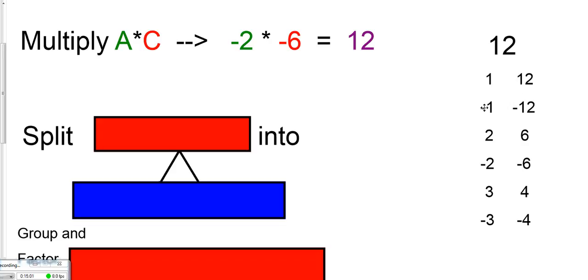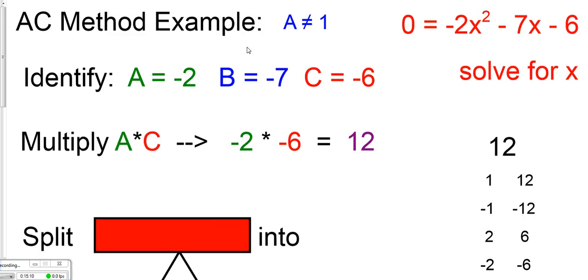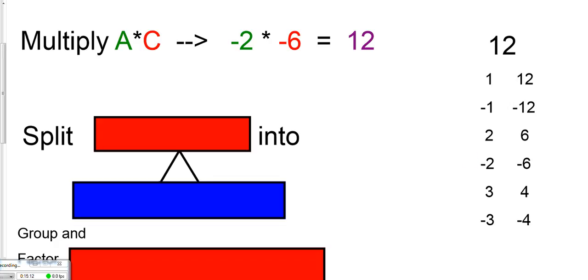1 and 12, negative 1, negative 12. 2 and 6, negative 2, negative 6. 3 and 4, negative 3, negative 4. Which pair would add up to negative 7? Again, it happens to be this one at the end, negative 3, negative 4.